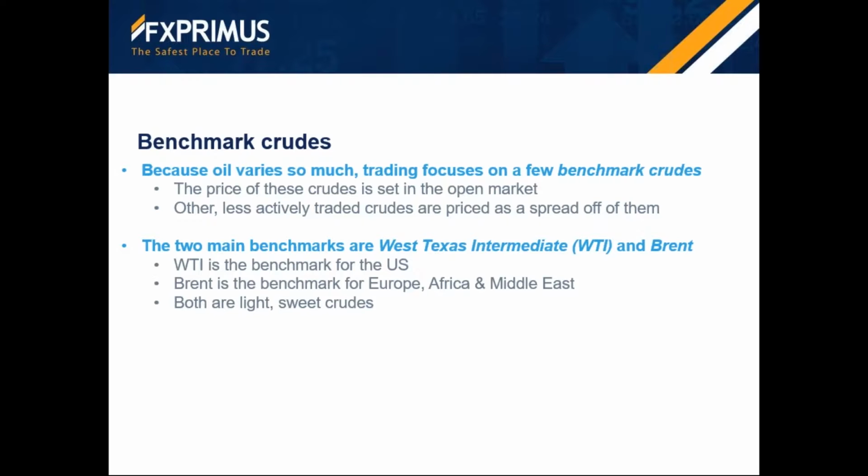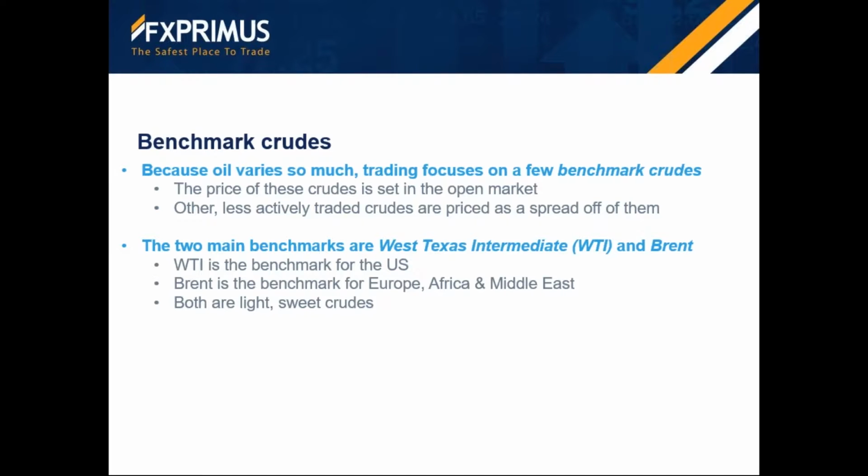WTI is a blend of several U.S. oils from, guess where, West Texas. Well, Brent actually comes from various fields in the North Sea. Originally it just came from the Brent field, but now it's more of a trading classification. WTI, as I said, is the benchmark for the U.S., and Brent is used for pricing oil in Europe, Africa, and parts of the Middle East.